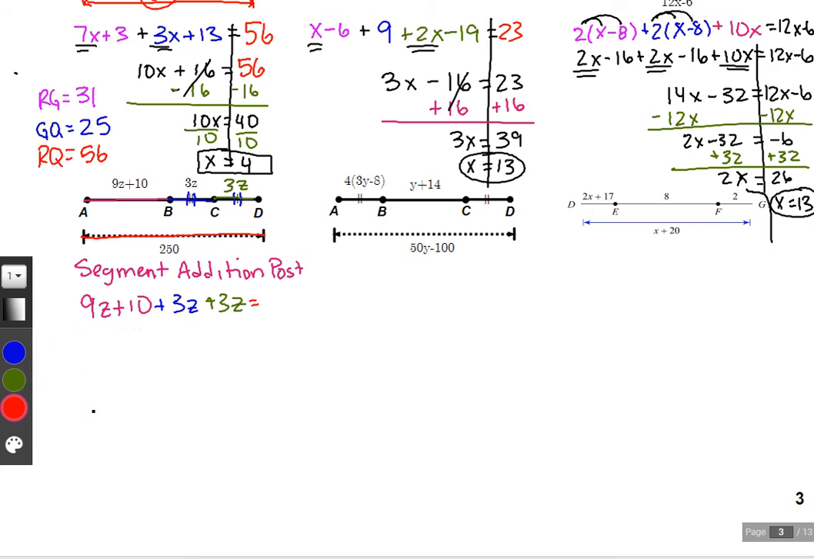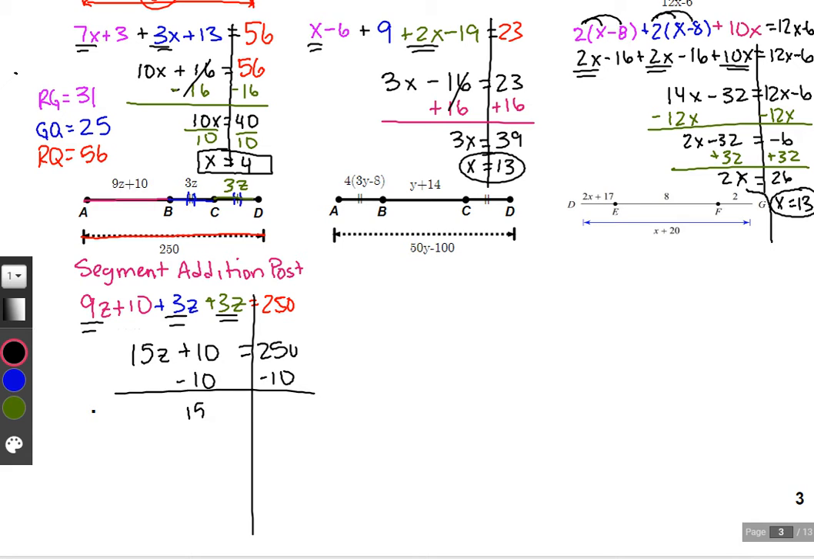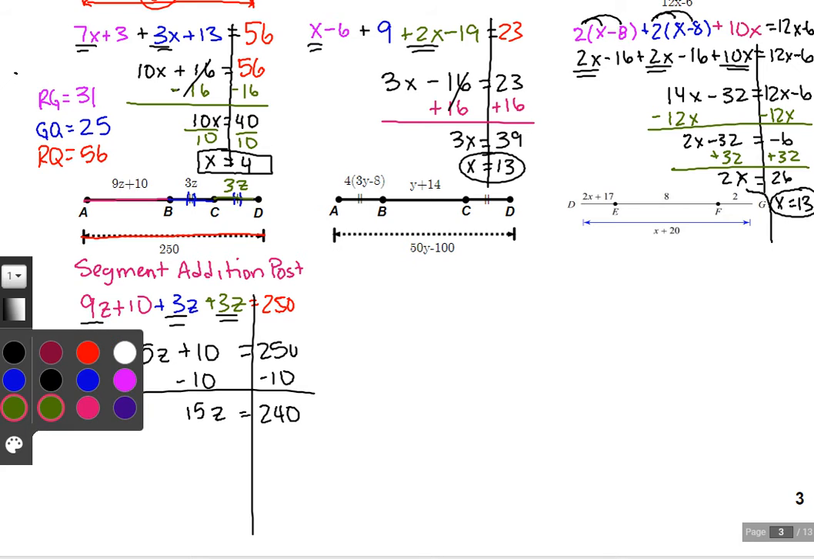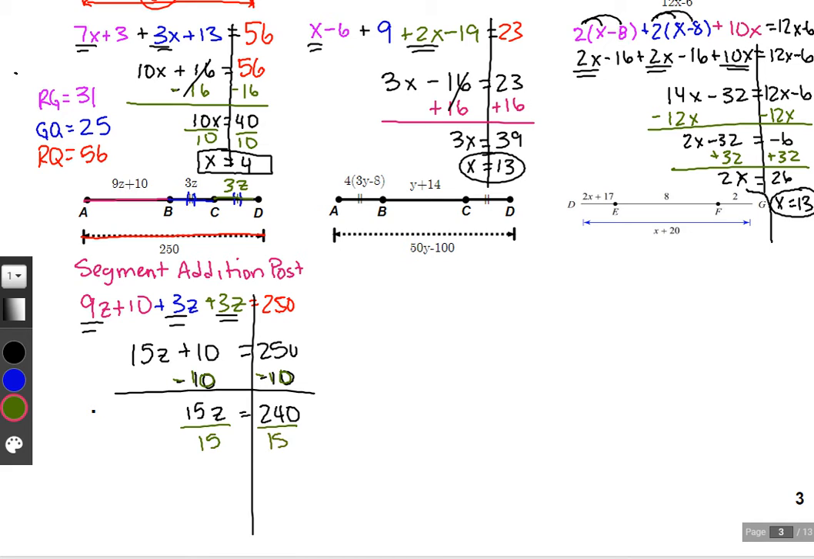Okay, combining, 9z plus 3z plus 3z should equal 15z total, plus a trailing 10 makes 250. Subtract 10 on both sides. Now we have 15z equals 240. Divide by 15 because 15 is multiplied to the z. We get a final z value of 240 divided by 15. Is it a decimal? Oh, it's not. It's just 16.